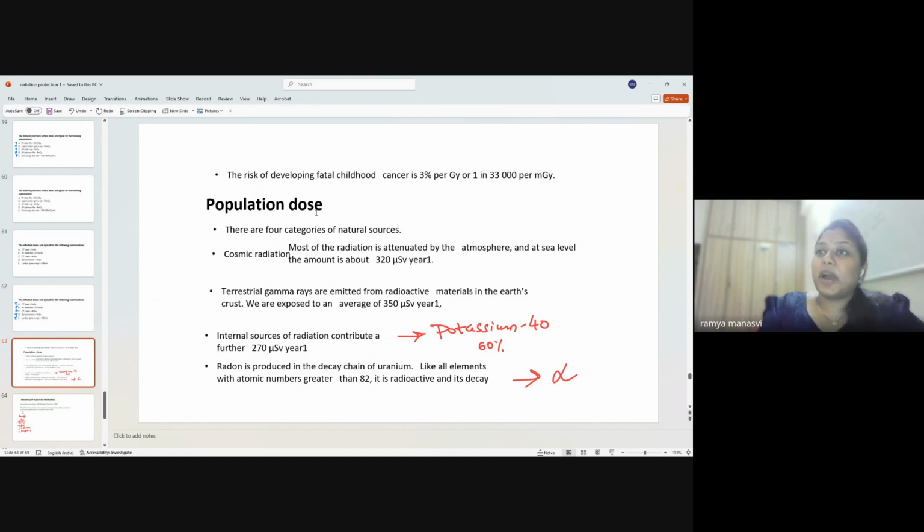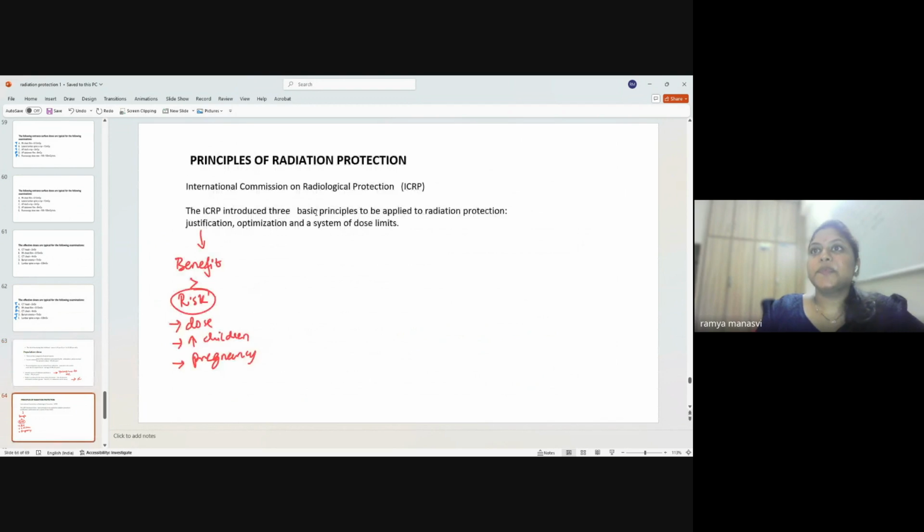The major part, that is 60% of whatever we are getting, is the internal source, that is whatever we are having in the food, that is potassium 40, which amounts for 270. And there is radon, which is produced because of the decay from uranium, and its atomic number is 82. Above 82, whatever elements are there, all of those are radioactive and they decay and they give alpha particles. So these are the things you have to remember.